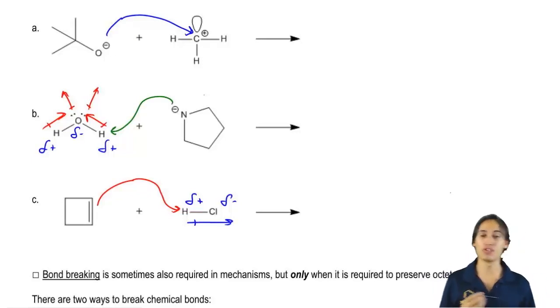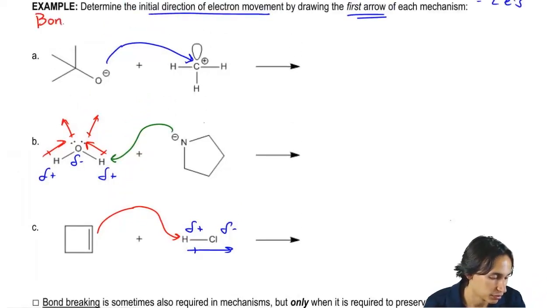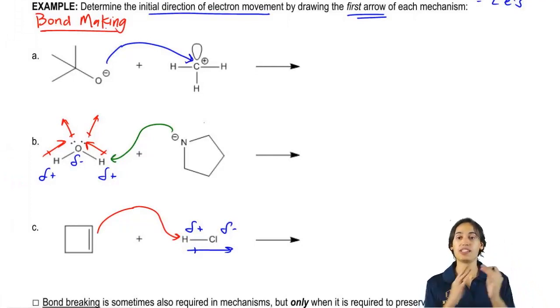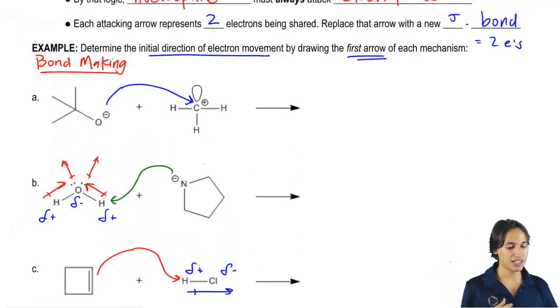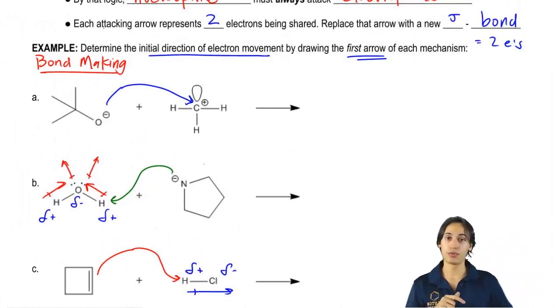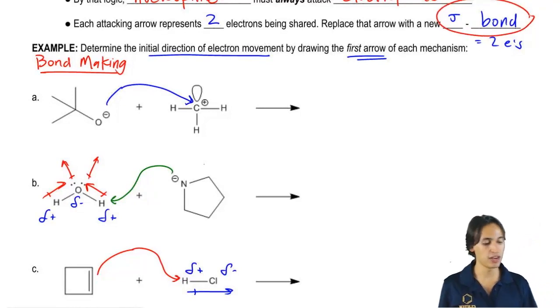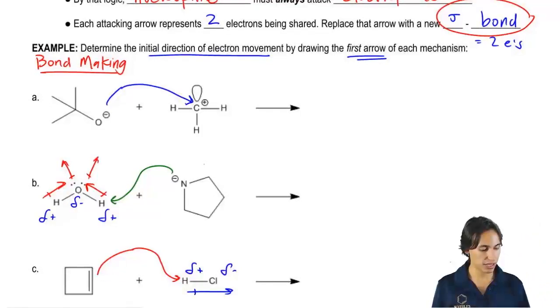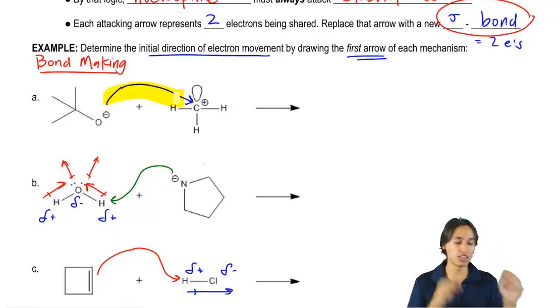Now what I want to talk about is what we just did, which I call bond making. All of this was forms of bond making, where all of these arrows indicate the sharing of two electrons, right? And I said that after the reaction, you're going to replace that arrow with a sigma bond. So that means that all of these arrows that I just drew are eventually going to become little sticks that I draw off of each of these atoms.